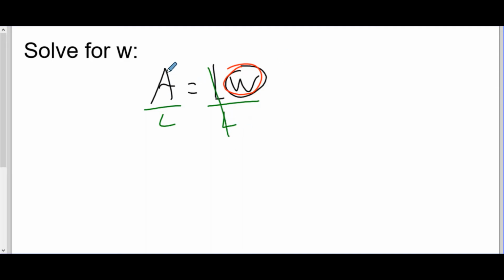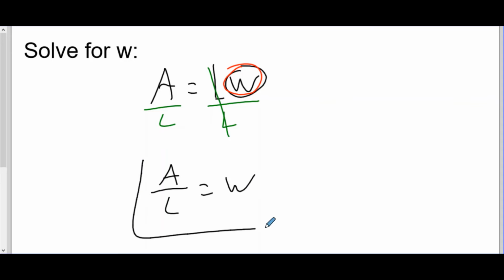What about over here? What do I do with A divided by L? Well, nothing. A and L are not like terms, they're different variables, so there's not really anything to do except leave it as a fraction. And I'm done. I have solved this equation for W.